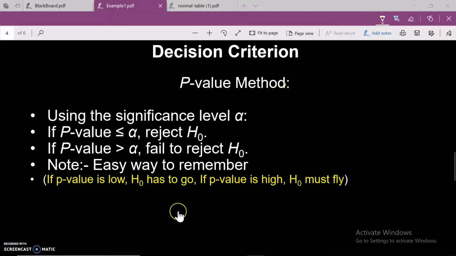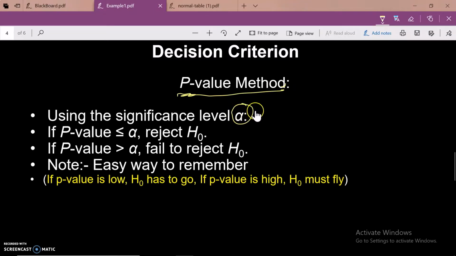Now we already found the p-value in 3 different cases: in case of a right-tailed test, in case of a left-tailed test, in case of a two-tailed test. Now the question comes to the mind, how are we going to use this particular p-value, how are we going to decide our test? So I'm going to tell you what the decision criteria is. Remember, we always compare this p-value with alpha.